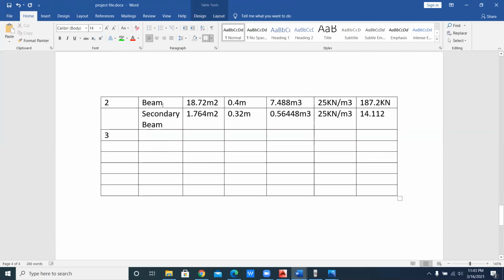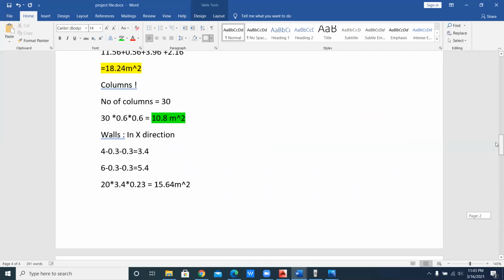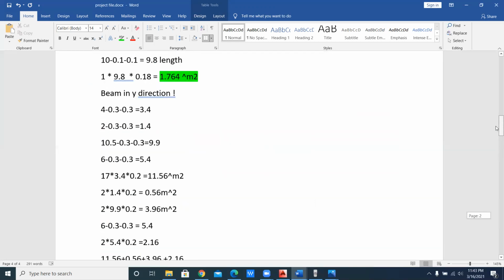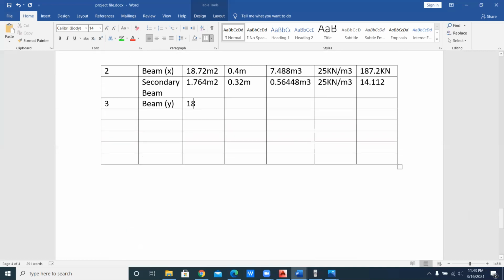Now what is basically third? This is the beam in x direction. Now normally you can say the beam in y direction. Now if we say the beam in y direction, what will basically be the area? If we come here and see, the beam in y direction is 18.24 meter square.